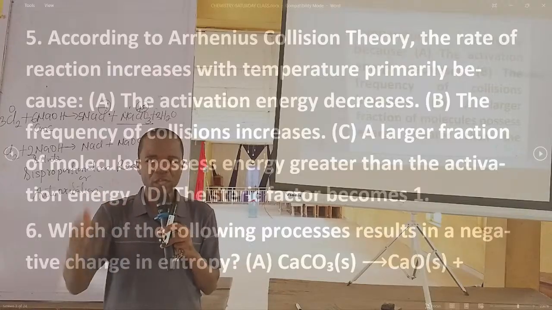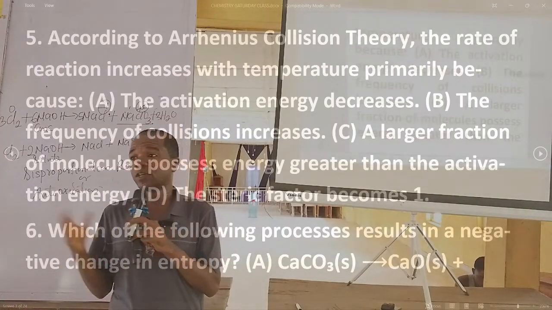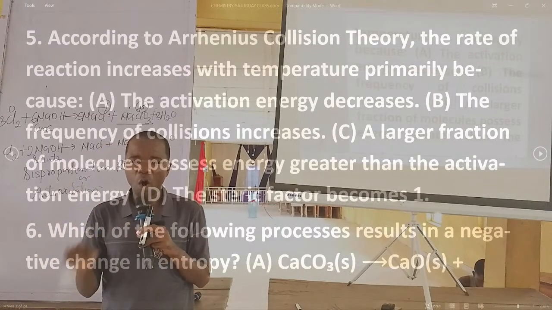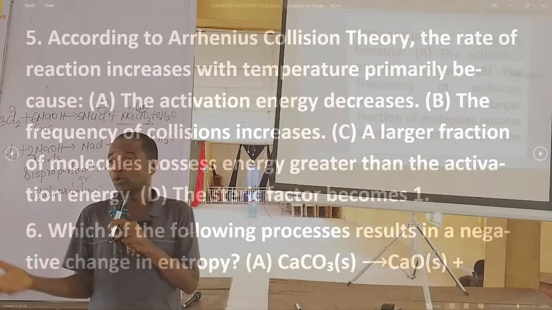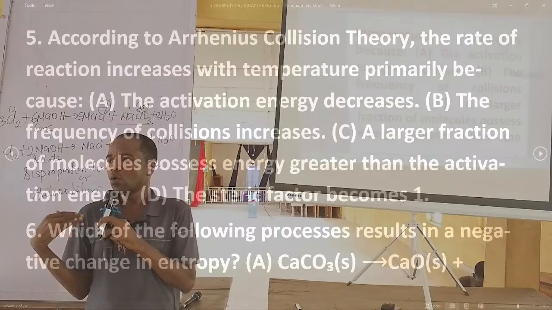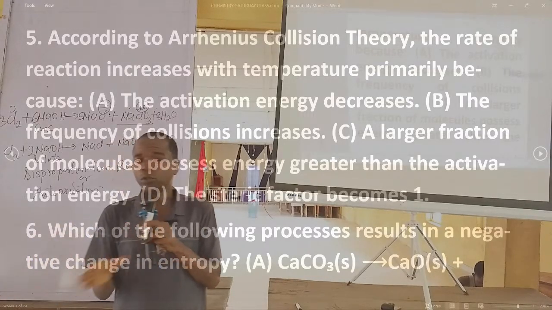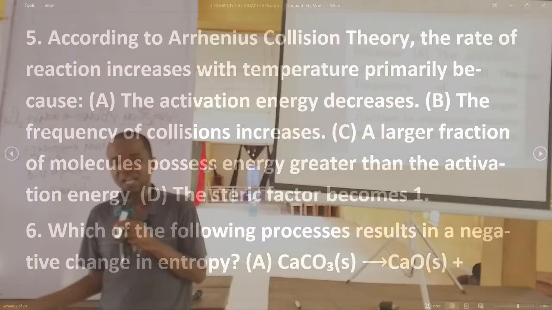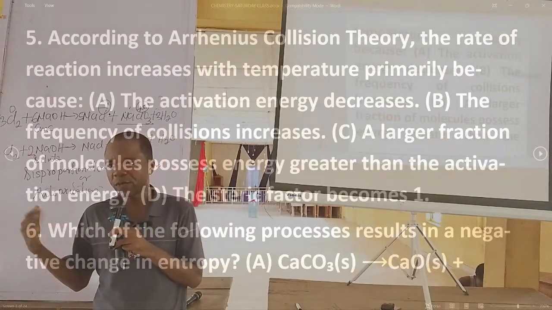Because the higher the number of collisions, the higher the number of effective collisions. And if you don't know what effective collisions are, effective collisions are those collisions that lead to the formation of a product, because not all collisions will lead to product formation. There can be 1,000 collisions, and out of those 1,000 collisions, only 300 might lead to the formation of a product. Then we call those 300 that lead to the formation of a product effective collisions, and the remaining 700 that did not lead to product formation ineffective collisions.